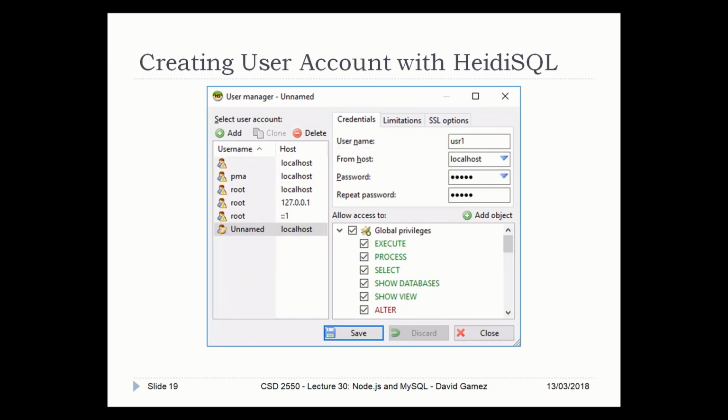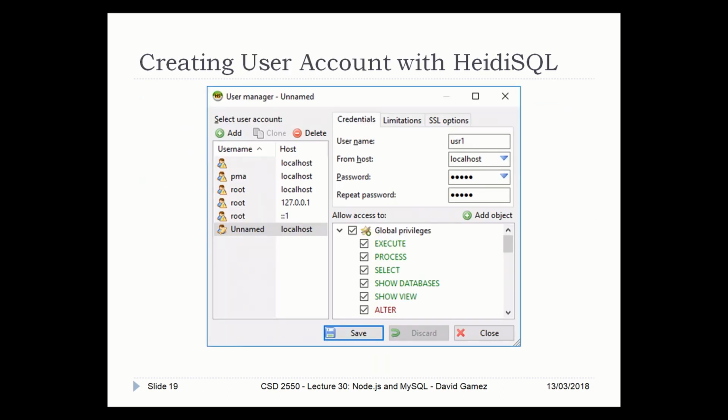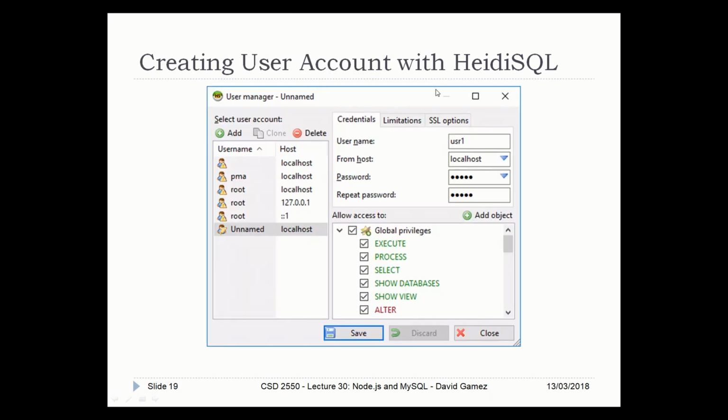Once we've connected with the root and the empty password, we can launch the User Manager tool, which is what's showing here. Then we can give our new user a name, like user1 or whatever, and specify whether it connects within the local computer or whether we allow connections from outside, which we certainly don't want to do right now. Then we give it a password, and we want to allow access to global privileges.